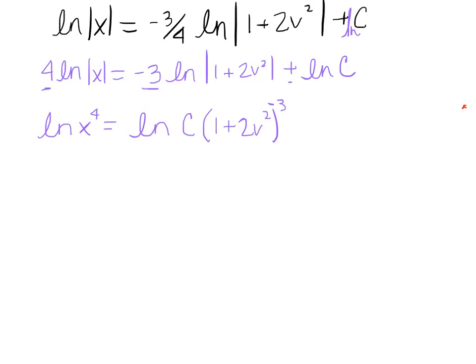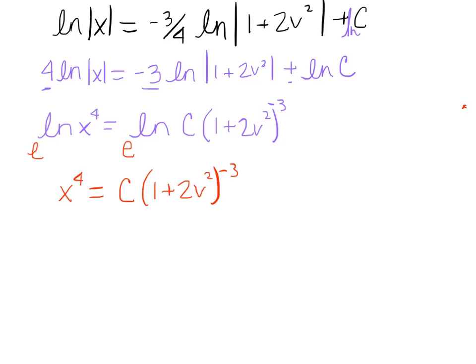-3. Now, we know that in order to cancel out a natural log, I can e both sides, and an e raised to the power of a natural log is going to cancel. So now we're left with x to the 4th is equal to c times the quantity of 1 plus 2v squared raised to the -3rd power.